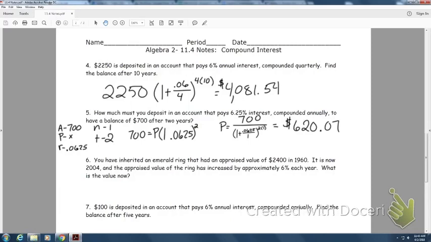So, Joe, what is the initial value of the ring? 2,400. Okay. Marshall, is it going to be 1 plus or 1 minus? 1 plus, because it's increasing. 6% as a decimal is 0.06. So 1 plus 0.06 is 1.06. And how many years is it between 1960 and 2004? 44.